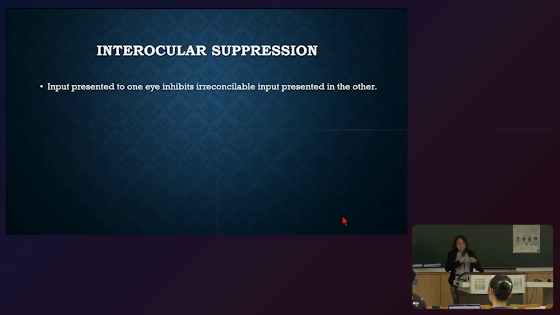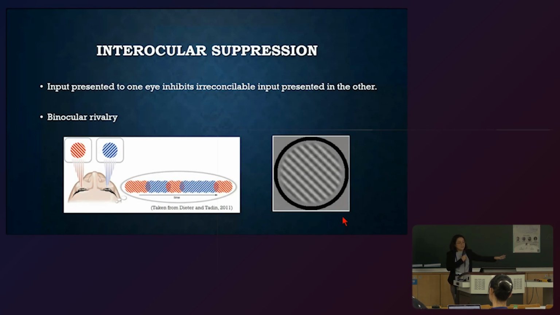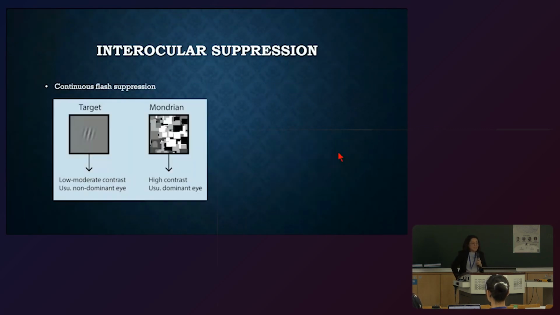Just a brief introduction of interocular suppression. Those who know what it is, just bear with me. Input presented to one eye under interocular suppression actually suppresses the irreconcilable input in the other eye for a few seconds. There are examples like binocular rivalry. One eye sees a red grating and one eye sees a blue grating. And the first step is a series of alternations between the blue and red grating. And over here, it's a GIF, or GIF, however you pronounce it, of a simulated experience of binocular rivalry. Another form of interocular suppression is continuous flash suppression.